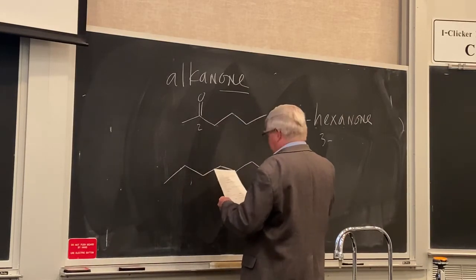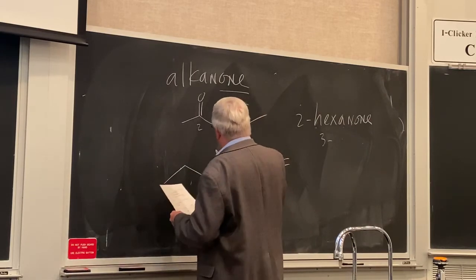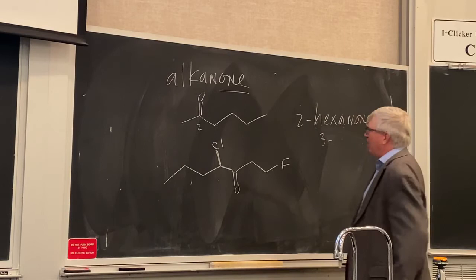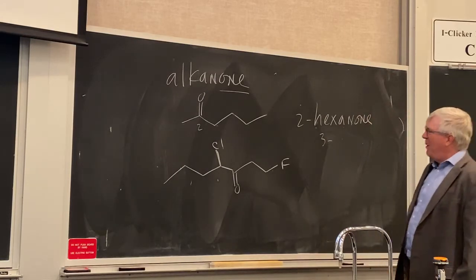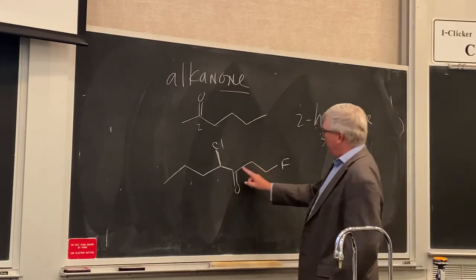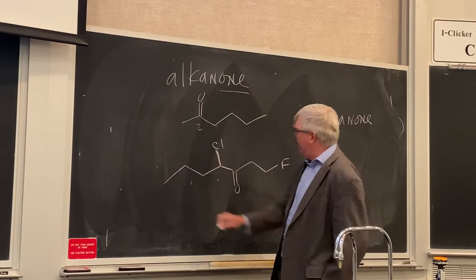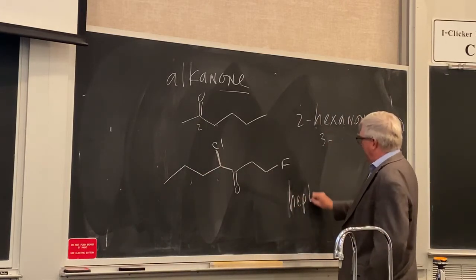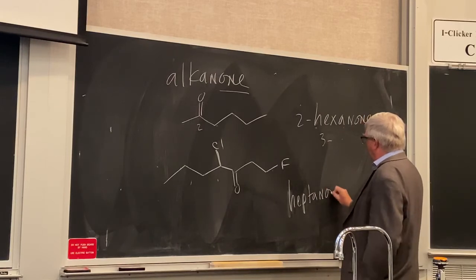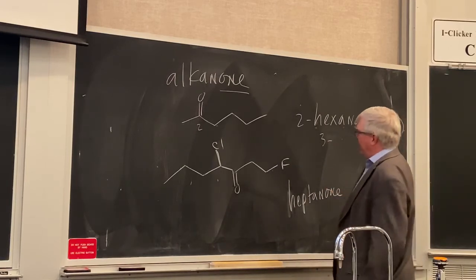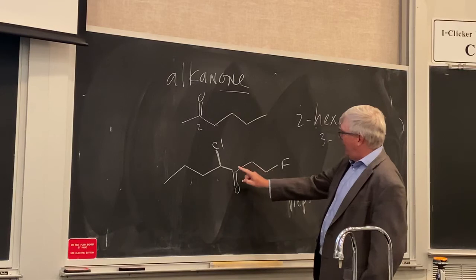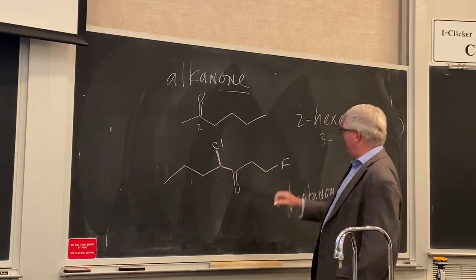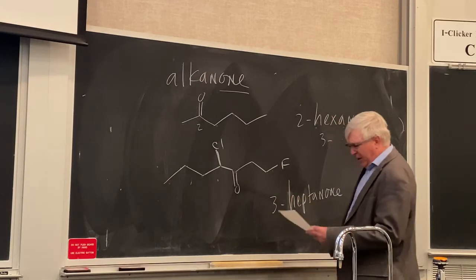How about a little bit more complicated one? How about a couple of halides on here? Here we got a chlorofluoroketone of some kind. We start with the parent, the longest chain, 1, 2, 3, 4, 5, 6, 7. So this is heptanone. And where is the ketone? 1, 2, 3, or 1, 2, 3, 4, 5. Well, 1, 2, 3. So 3-heptanone.